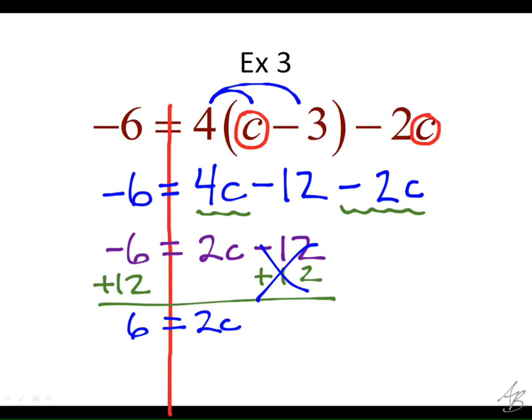Because 12 is bigger, 12 is positive. Okay, and then to get the c by itself, I need to divide by 2. What do I get on the left side? What do I get on the right side?